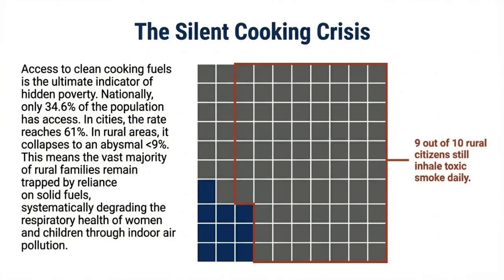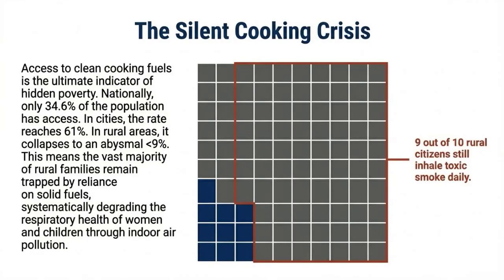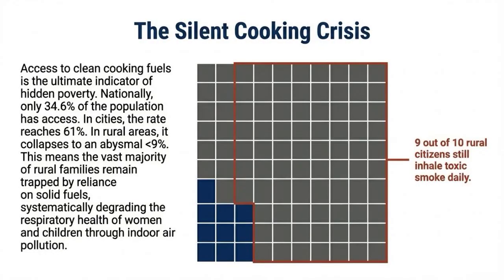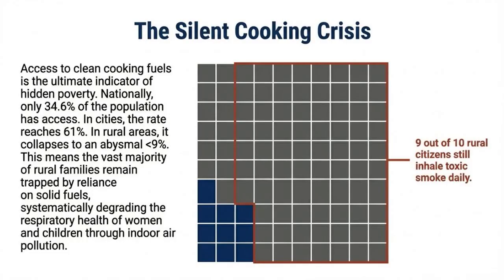Nationwide, only about 34% of the total population uses clean fuel. In cities, it's roughly 61%. But in the rural areas, 91% of the population is relying on what is known as solid biomass. Which means gathering wild firewood, producing charcoal, or drying animal dung, and burning it inside their homes to cook their daily meals.